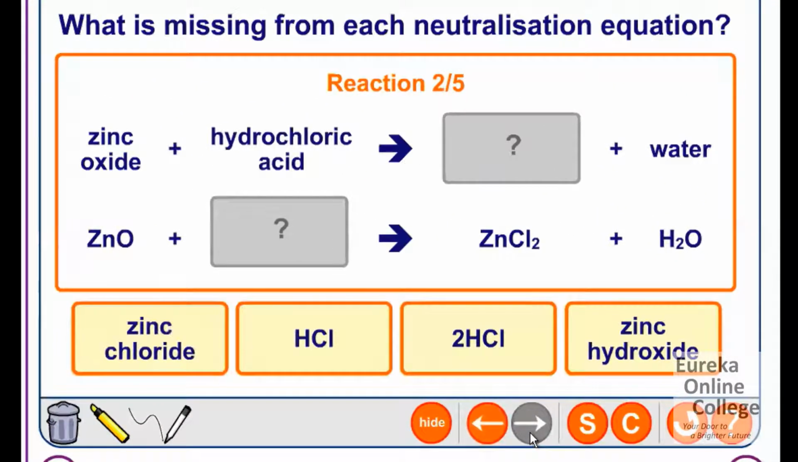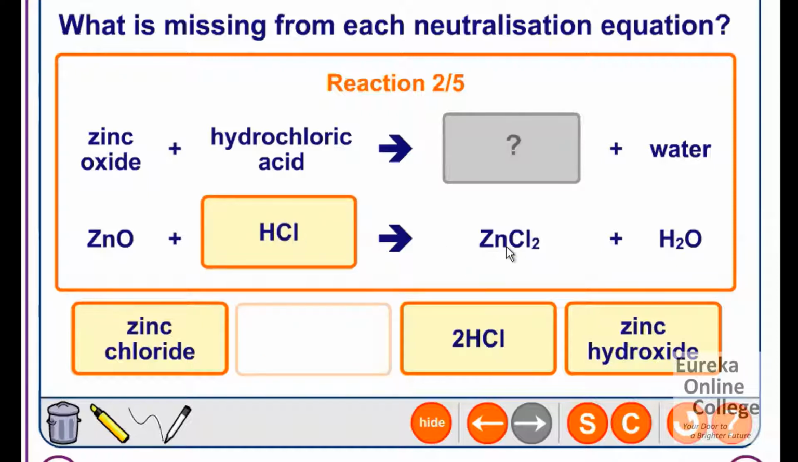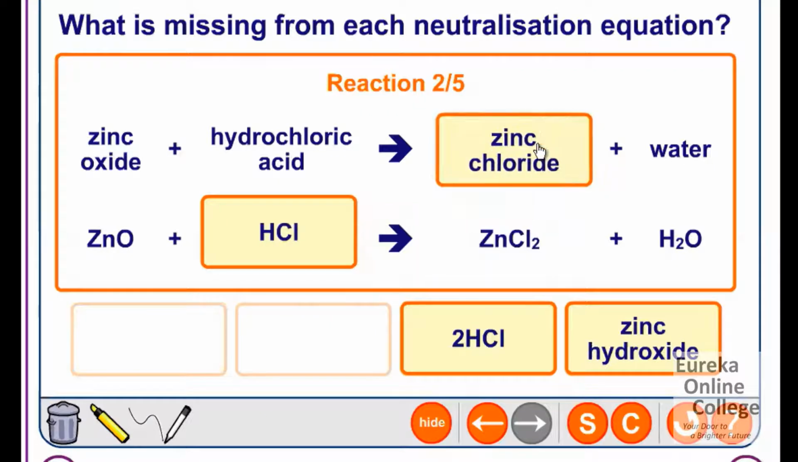Okay, question 2. Zinc oxide and hydrochloric acid. So they need to remember hydrochloric acid is HCl. We're making ZnCl2. So we're going to use the name here, zinc, and we've used hydrochloric acid. So the answer is zinc chloride.